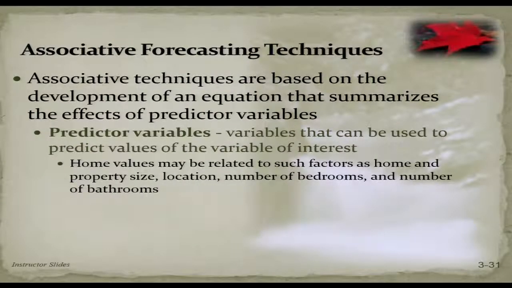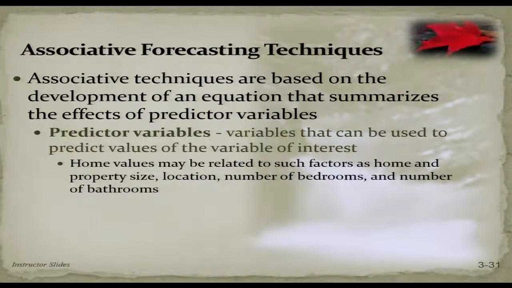So if we want to use these techniques, then we have to introduce the associated forecasting techniques. This is nothing special, but a method you have heard of before in the statistics course. The associated techniques are based on the development of an equation which summarizes the effects of predictor variables. A predictor variable is a variable that can be used to predict the value of the variable of interest. Like we have discussed, if we want to forecast the unemployment rate of next year, we can use several factors like the Dow Jones index this year and GDP growth this year. Sometimes you can even just use this year's unemployment rate, and together make the forecast of next year's unemployment rate. That's called associated forecasting techniques.